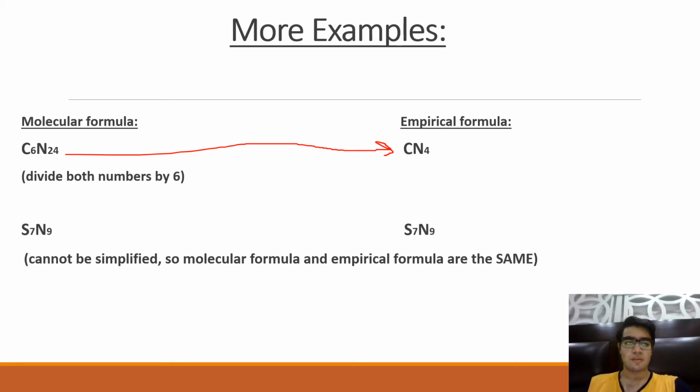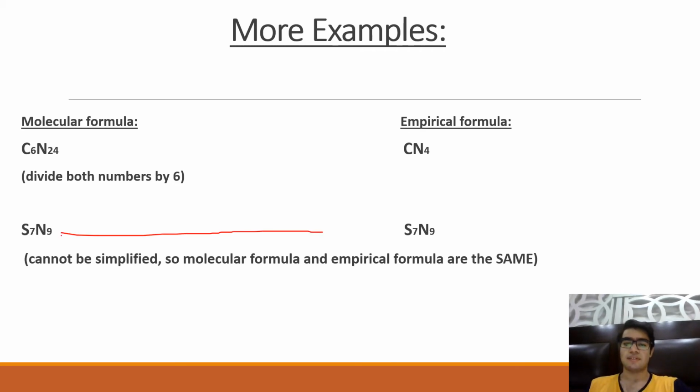Okay, here's another example, which is SNN9. This cannot be simplified because 7 and 9 do not have a common factor. So the molecular and the empirical formula are the same. We didn't change anything because this formula cannot be simplified. It does not have a common factor, so it stays the same.